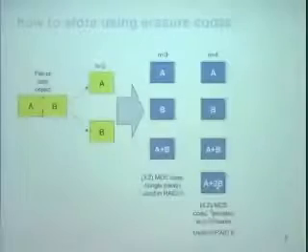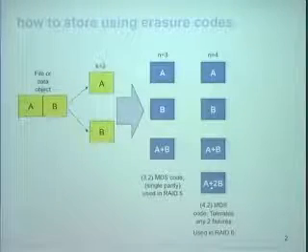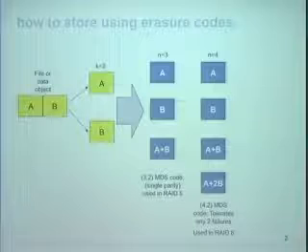The key point here is that these are 4 linear equations, and any 2 out of these 4 allow me to reconstruct back A and B. For example, if I get B and A plus 2B, these are 2 linear equations I can use to get back A and B. Okay.